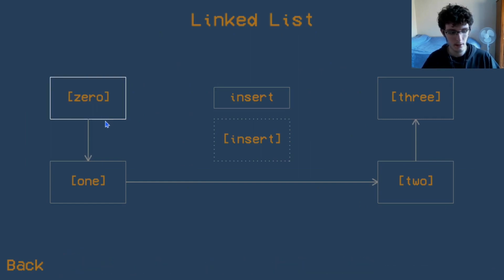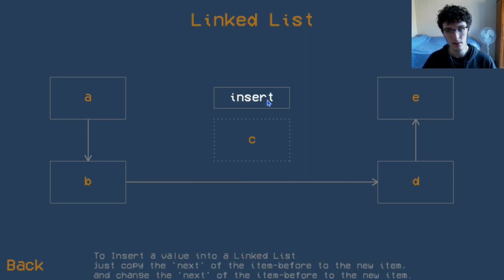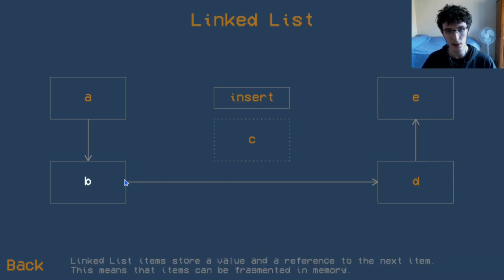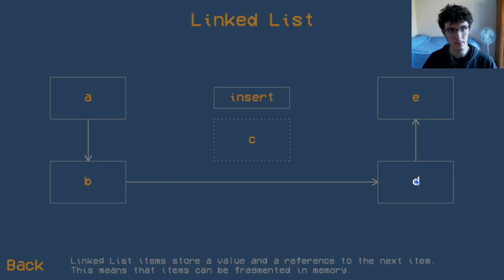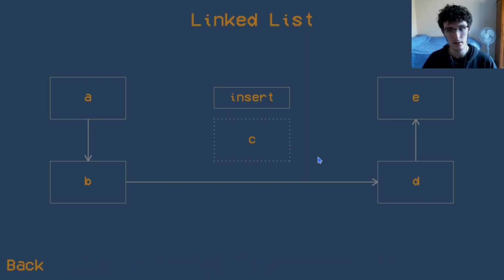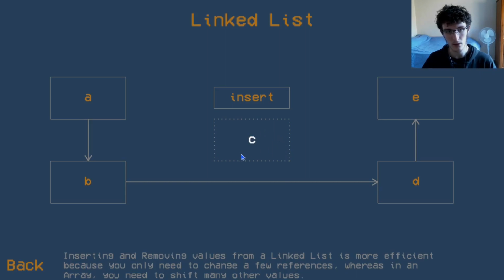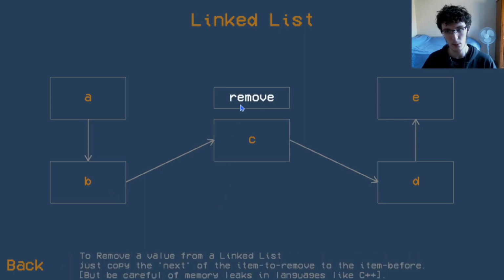With a linked list, we have A, B, D, and E. We can just create a new node with the value C, and we copy the next value from B, which is the node before C. So B currently points towards D. We copy the memory address of D, and we have C point to it. And then we take the memory address of C, and we point B towards it. So we do that, basically, with the arrows.